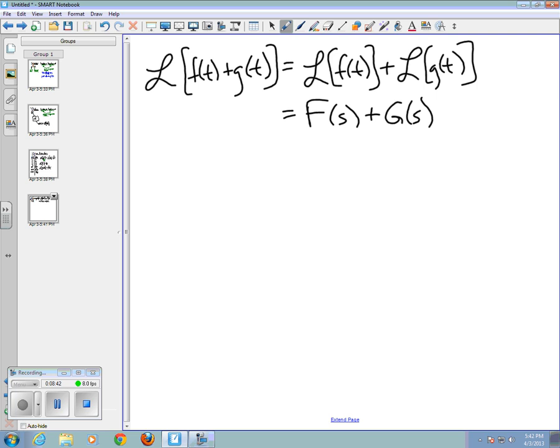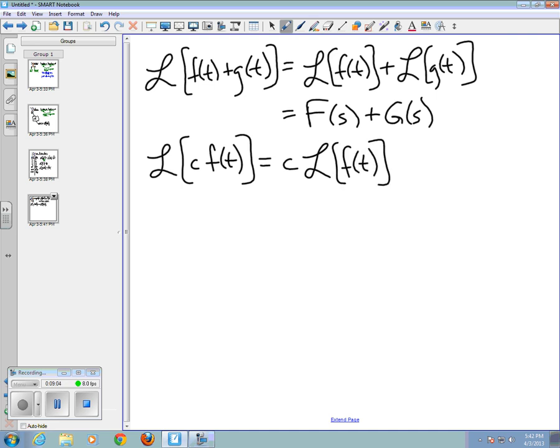So if I want to do the Laplace transform of the sum of two things, that's equal to the sum of the individual Laplace transforms. Similarly, if I have the Laplace transform of a constant times f of t, that's equal to the constant times the Laplace transform of f of t. So in other words, the Laplace transform can pass through the constant, and so that would be c capital F of s.